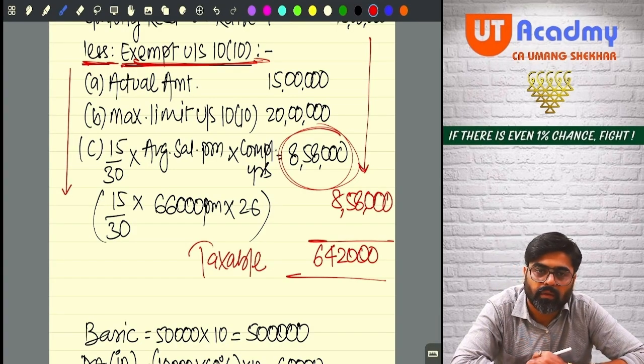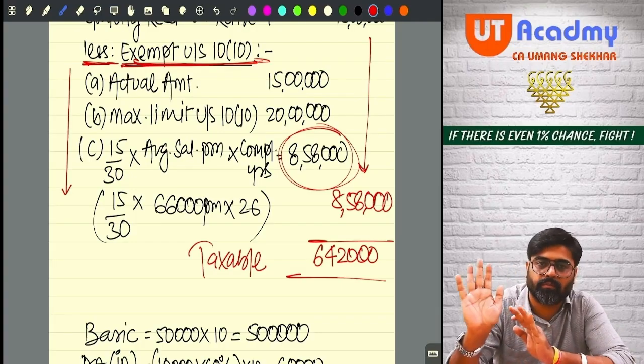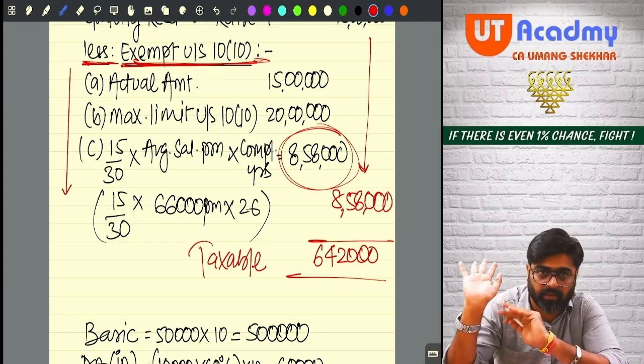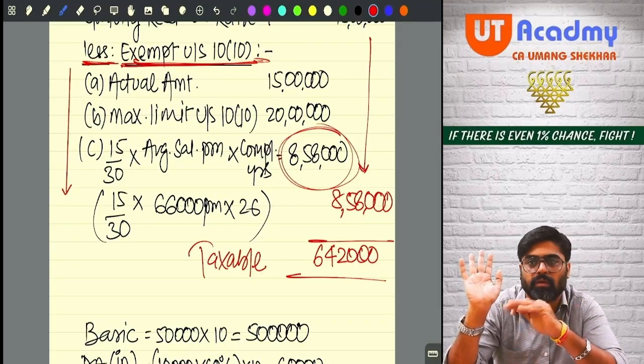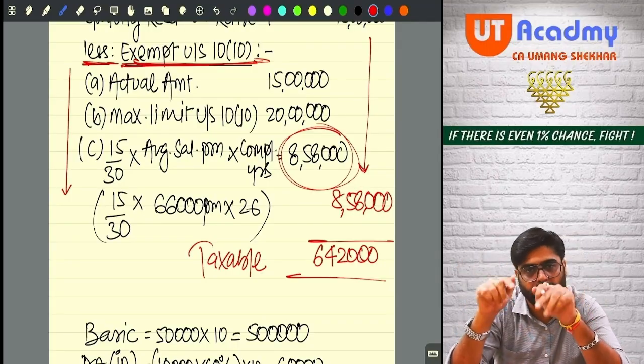Done? Do the same calculation at home. Make the presentation, proper presentation. Amount, particulars, okay, covered by POGA, not covered by POGA, like this.